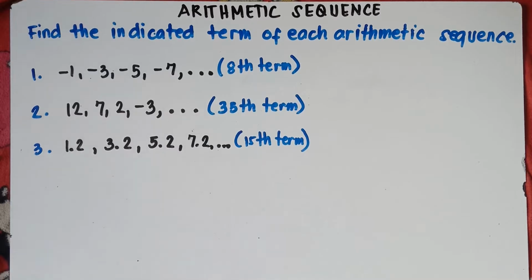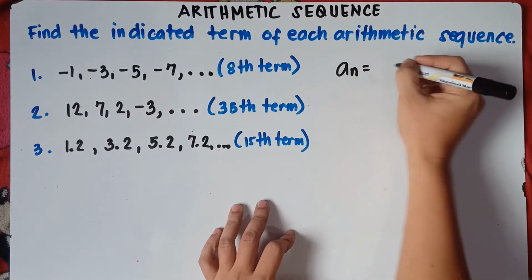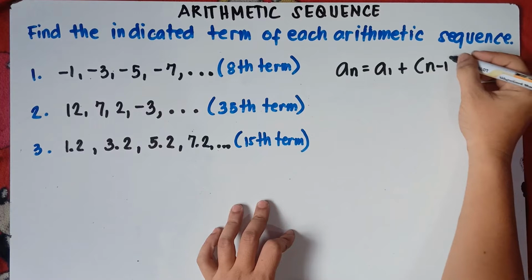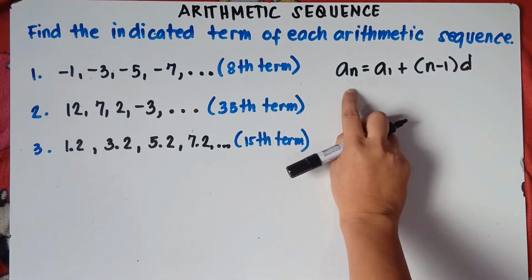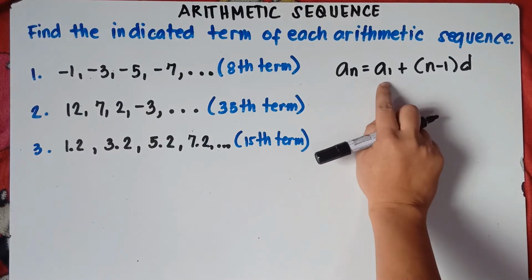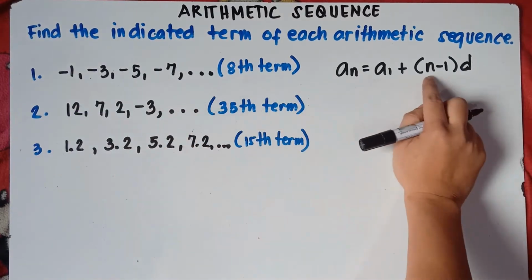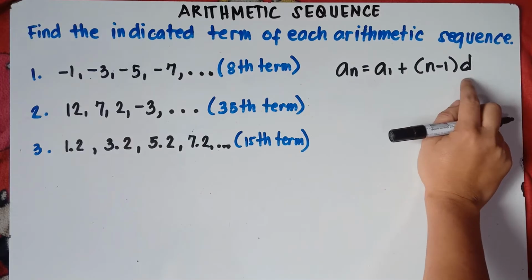So the first thing that you need to do, class, is write the arithmetic sequence formula. The formula is a sub n equals the first term plus quantity n minus 1 times the common difference. Our a sub n, class, is the term that you're looking to find. Our a sub 1 is the first term. And n will be the number of terms. So if you're looking for the 8th term, therefore our n is 8. And d is the common difference.